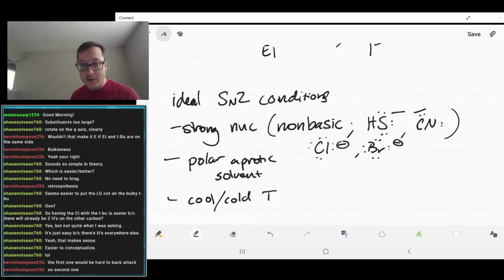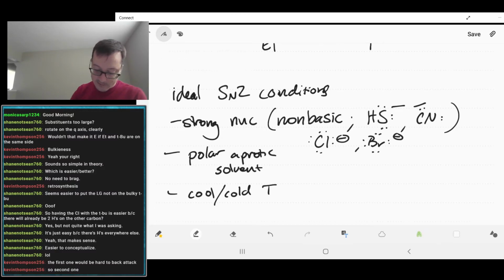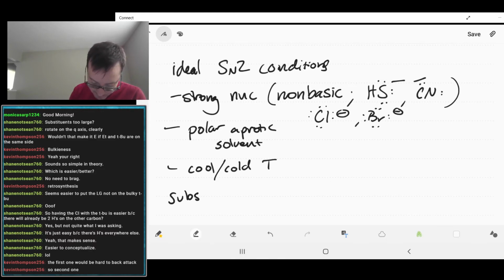And you typically want to avoid elimination. If you have just the risk of the base being there, you want to make it as cold as possible, because heat is going to help elimination. So typically that's what we're looking for. Your substrate, ideally, I'm going to move this over, because your methyl group is technically a better substrate than a primary.